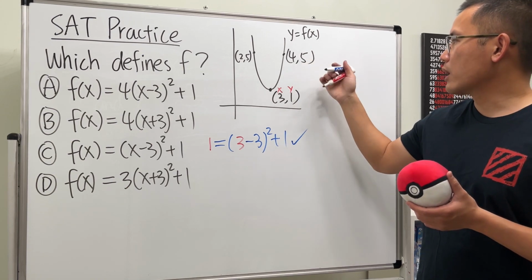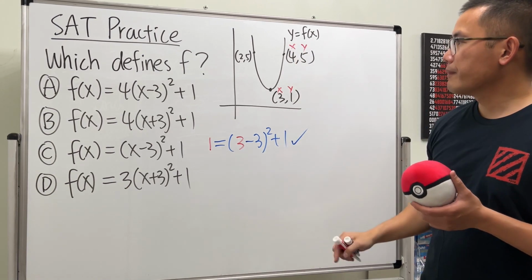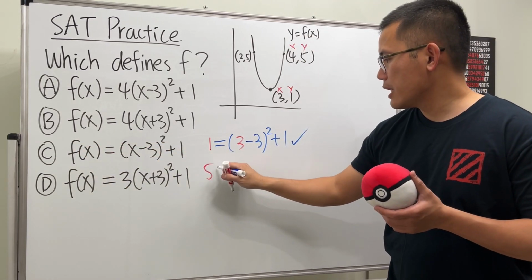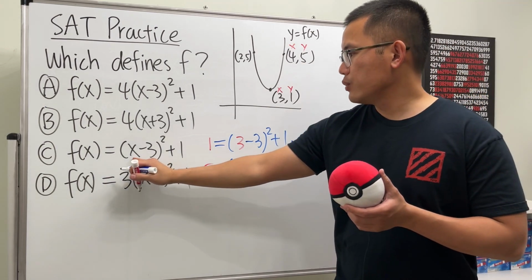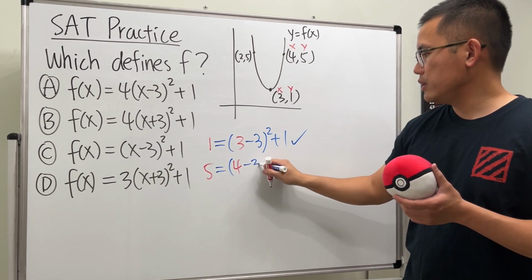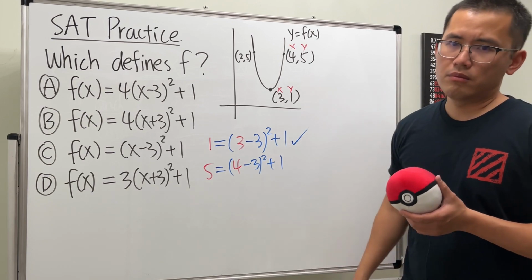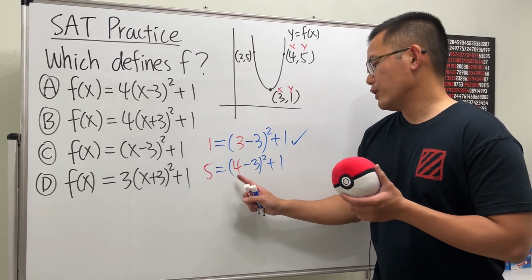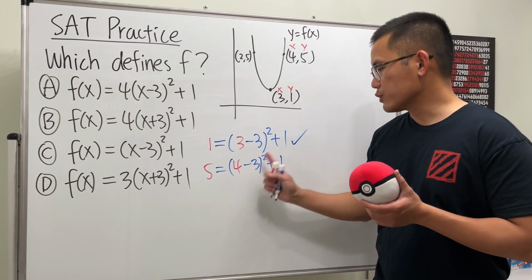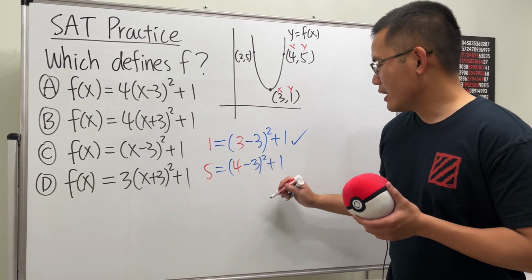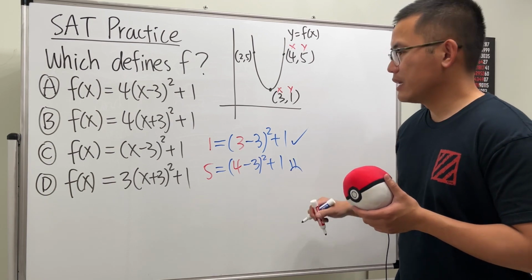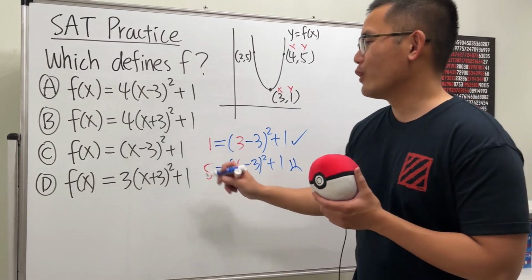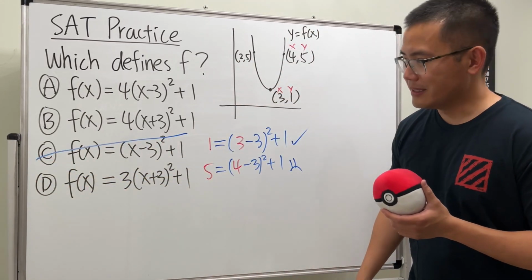Let's try 4, 5. So x and y. I'm going to put 5 for this, which is here, and then put 4 into x, and then minus 3 squared and then add 1. Do we end up with 5? No, because 4 minus 3 is 1, 1 squared is 1, 1 plus 1 is 2. So unfortunately, no go. But we are making progress. The progress is that we know C is not the answer.